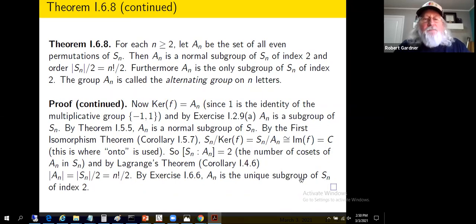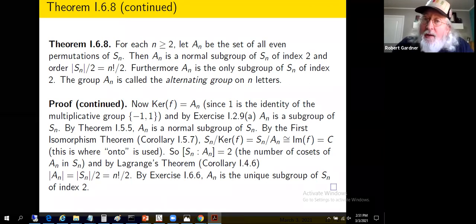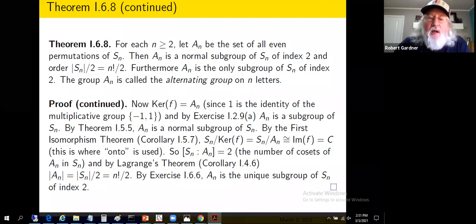All right, we have a homomorphism. The kernel of that homomorphism would be everything mapped to the identity of this group C. Group C only has 2 elements. It's a multiplicative group. The identity element is 1. So the kernel of F would be those permutations in S sub n mapped to 1. That is, those permutations in S sub n that have sign 1. That is, the permutations in S sub n that are even. That is, the kernel is just this A sub n.